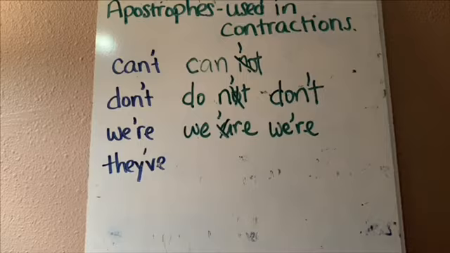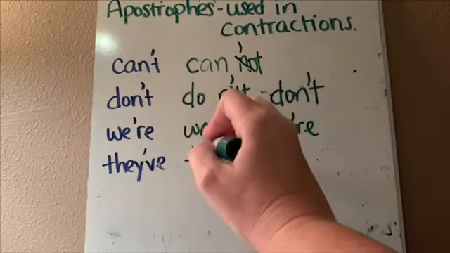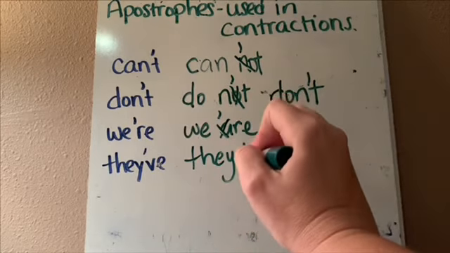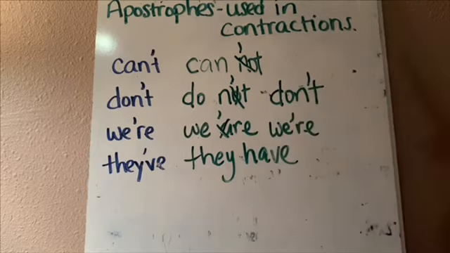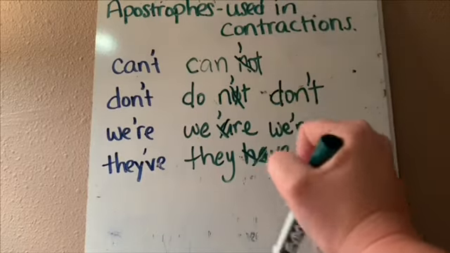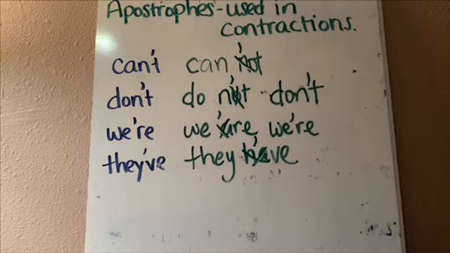What two words make up the word they've? They have. What letters have I omitted or left out? The H and the A from have. So my apostrophe goes in place of them.